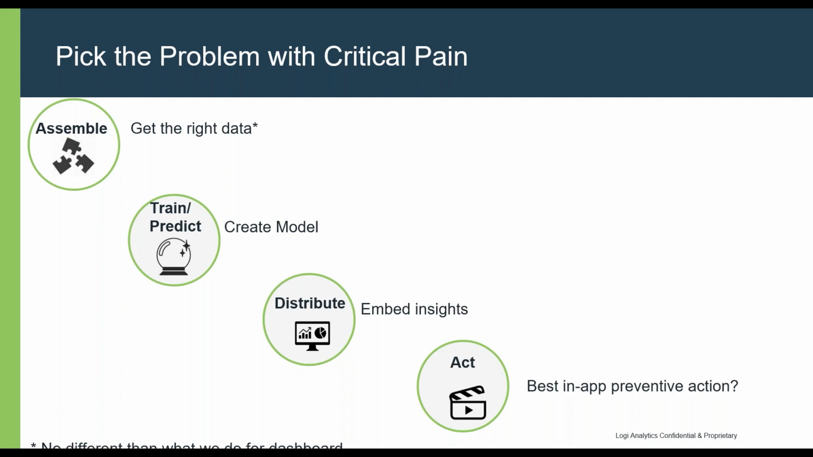So the typical way I think about it is to pick the problem, get the data, assemble the data to predict on the problem, train the model, distribute the results, and finally allow the end users to act upon them. That is typically how we think about it.